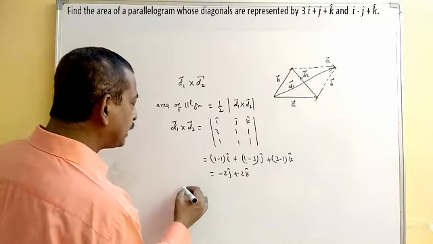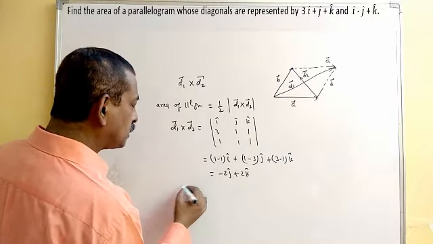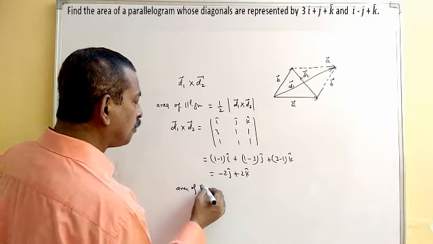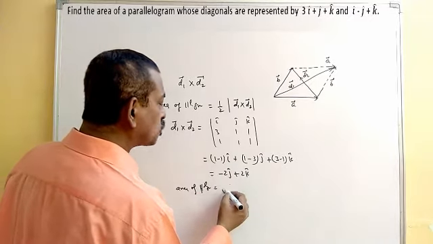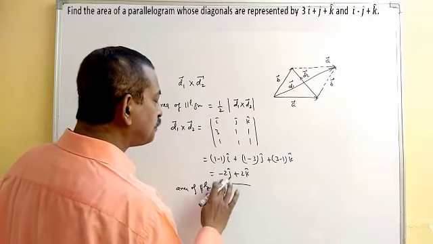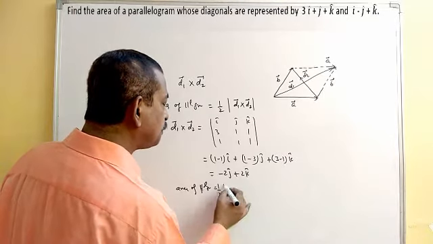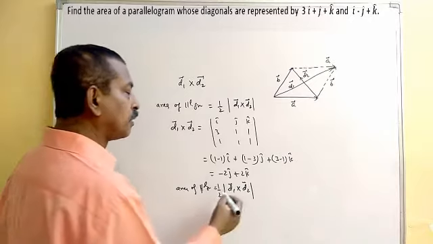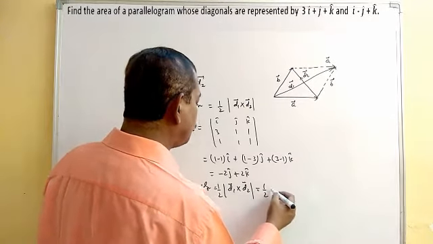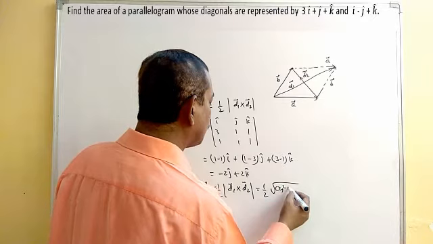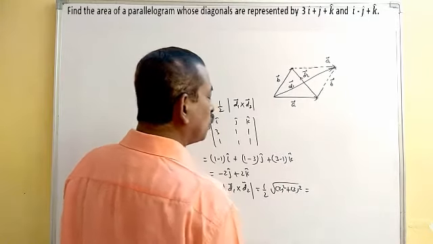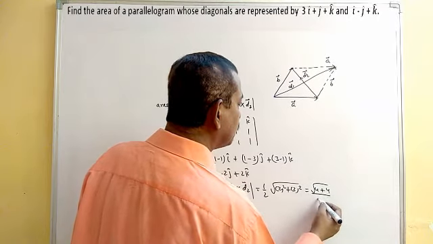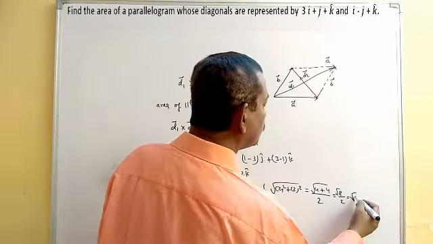Now here, if I take their magnitude, that means the area of the parallelogram will be half of the magnitude of the d1 and d2 cross product. So that means this is half. It is the square root of 2 squared plus 2 squared, which is the square root of 4 plus 4, divided by 2.